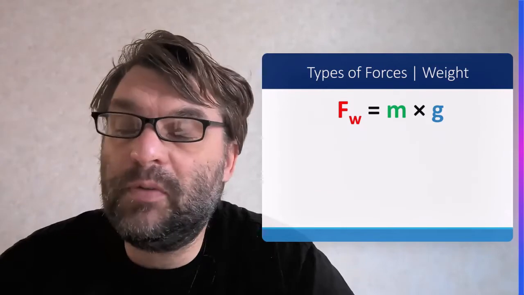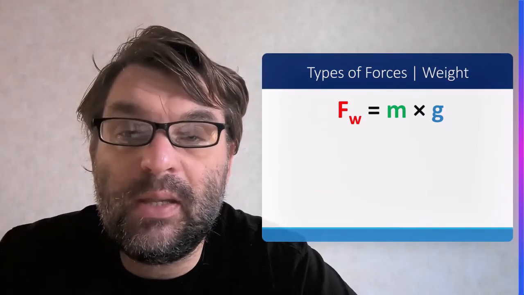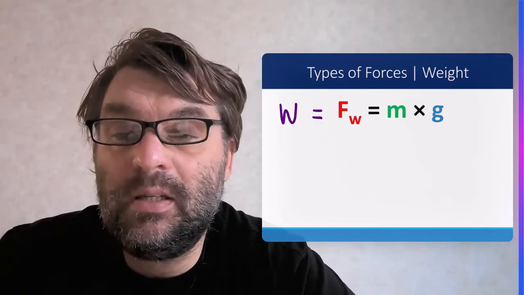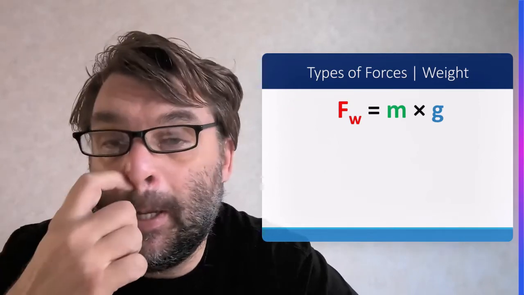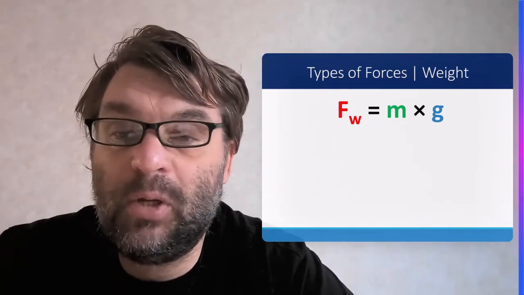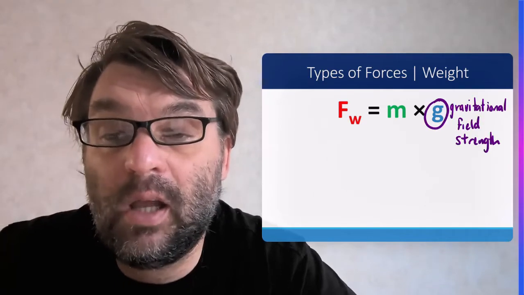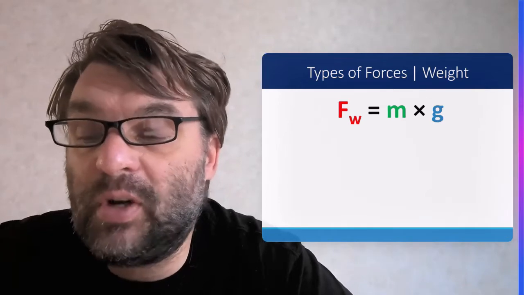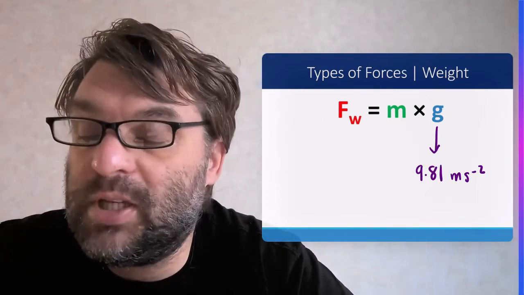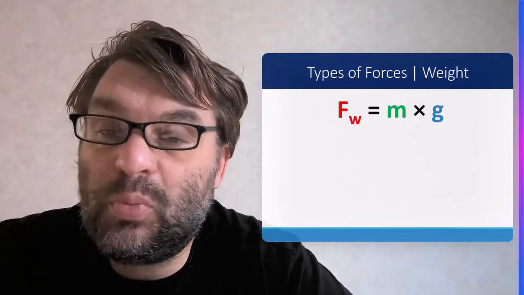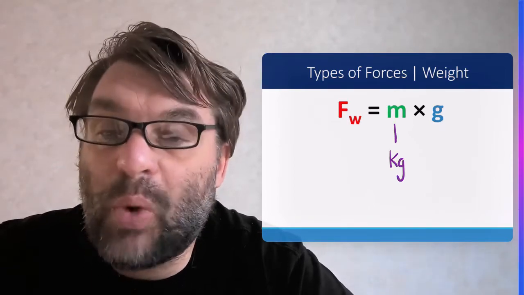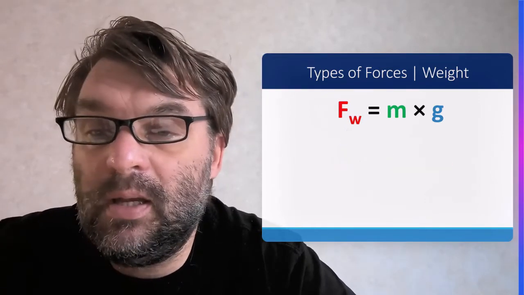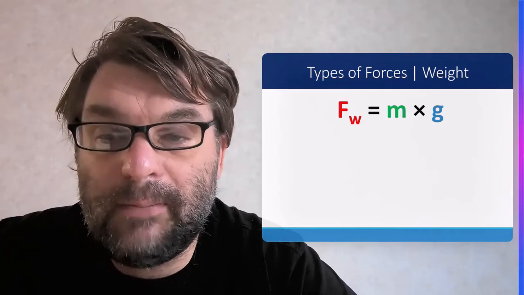So in terms of types of forces, one of the most common ones is weight force, which is going to be mass times the acceleration due to gravity. Well, actually it's gravitational field strength, I tell a lie. g is the gravitational field strength. So on Earth, the gravitational field strength is 9.81 meters per second squared. Mass will be in kilograms, and the weight, of course, will be in newtons, which have the SI units of kilograms meters per second squared.